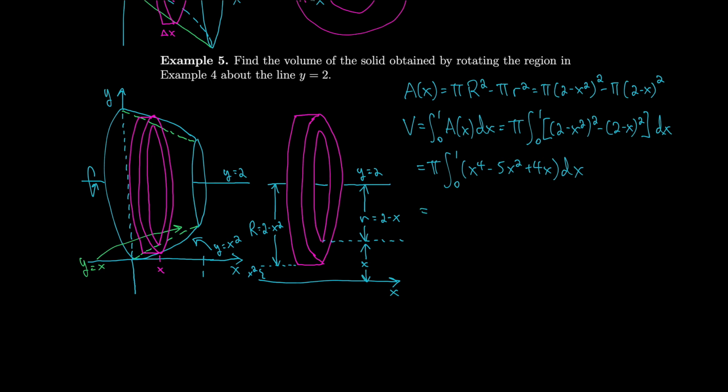So that ends up becoming pi times the antiderivative x to the fifth over 5 minus 5 times x cubed over 3 plus 4 times x squared over 2, all evaluated from 0 to 1, and that's just 8 pi over 15 when you do the math.